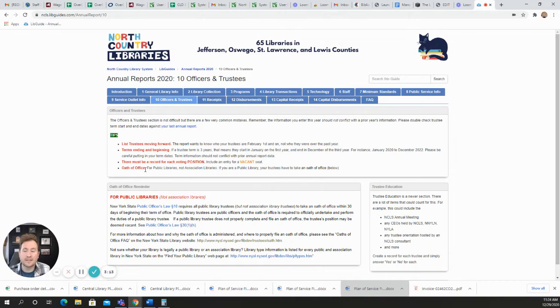And then the last thing, now this is only for public libraries and not association libraries. But if you're a public library, you just want to make sure that you have your oath of office, not just completed, but that information recorded in the annual report.